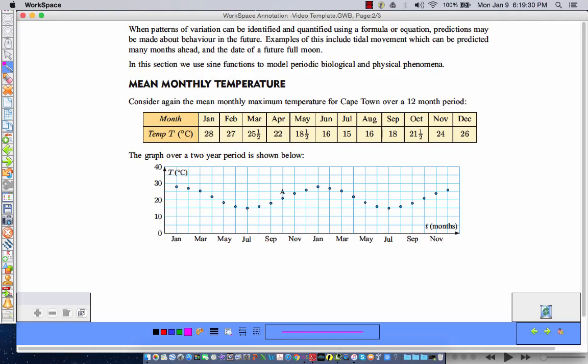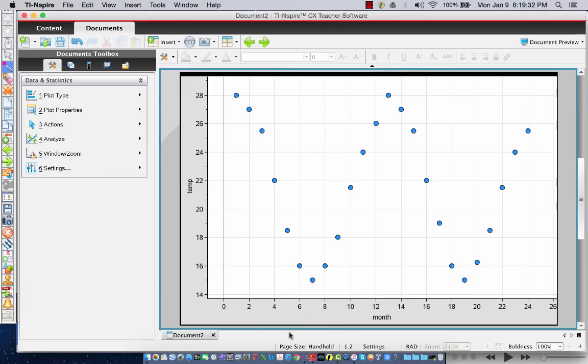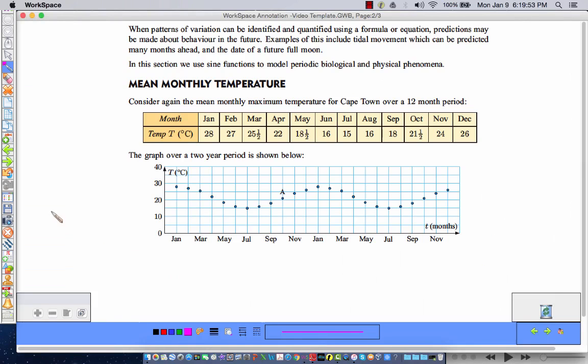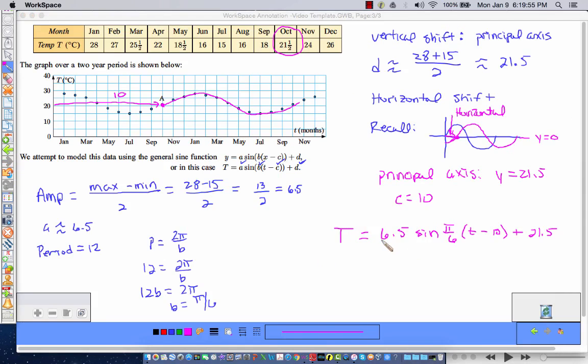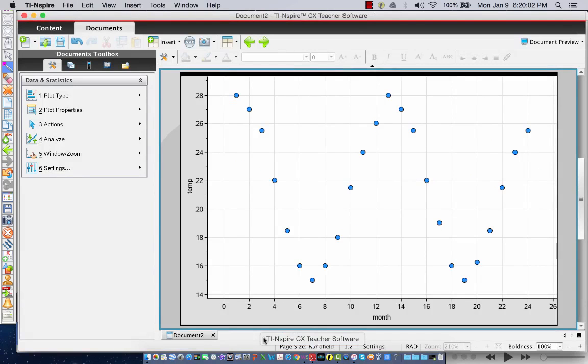Now, this is 2 years worth of data, so look at what I did. This is month 1, month 2, so January, February, March, April, May, and so on, December, right here. So I had to make 13 January for the second year. 14 would be February for the second year, and so on. All right, so remember that our model, we think, is 6.5 sine pi over 6 t minus 10 plus 21.5. So I'm going to put that in there and see how it fits.